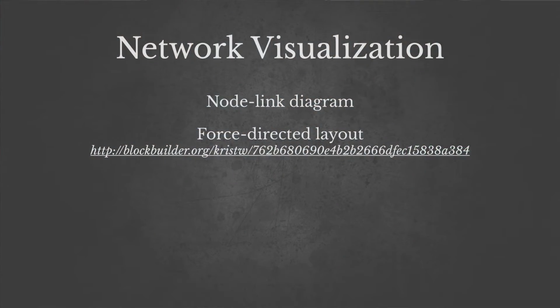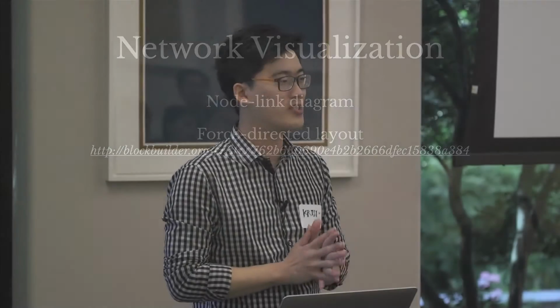So we have graph data, and the most common, well-known, and abused way of doing network visualization is a node-link diagram with a force-directed layout. Does everybody know about that? Should I? Okay, I can just do a quick run through.